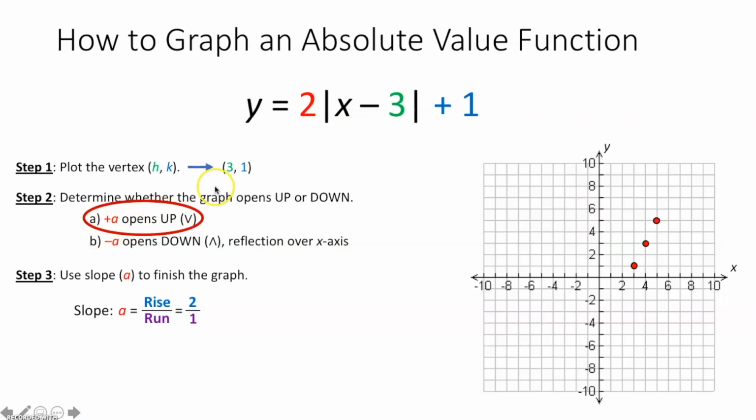Because remember, absolute value function, it's a v. How do I get the other side of the v? Well, instead of rising 2 and going to the right 1, we're going to rise 2 and go to the left 1, put a point. Rise 2, left 1, put a point. Draw a v through those points, and you're done. Look how easy that was.